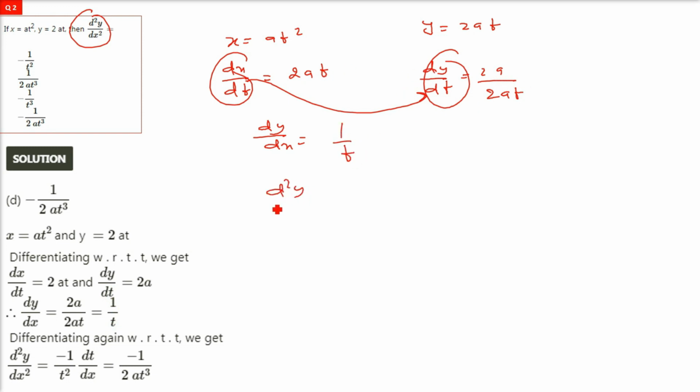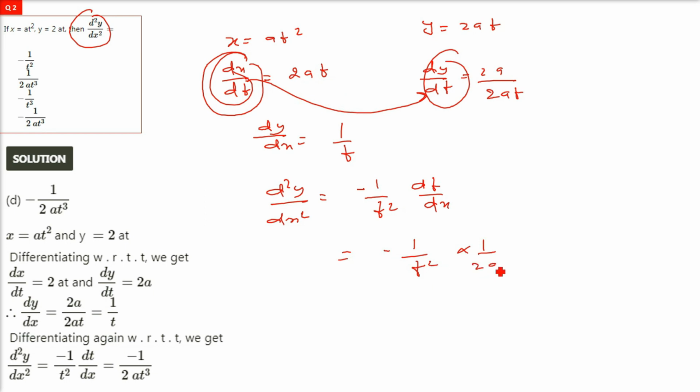We have to compute d2y by dx2, so you have to differentiate this again. 1 by t is going to be equal to negative 1 by t square. You know already about this differentiation. But we are not going to stop here because we are differentiating with respect to x, not with respect to t. So you have to introduce dt by dx also. Dx by dt is already with us, so we have the reciprocal of 2at and multiply minus 1 by t square into 1 by 2at. So this t and t square will give you t cube, minus 1 by 2at cube. This is the option you are going to choose for d2y by dx2.